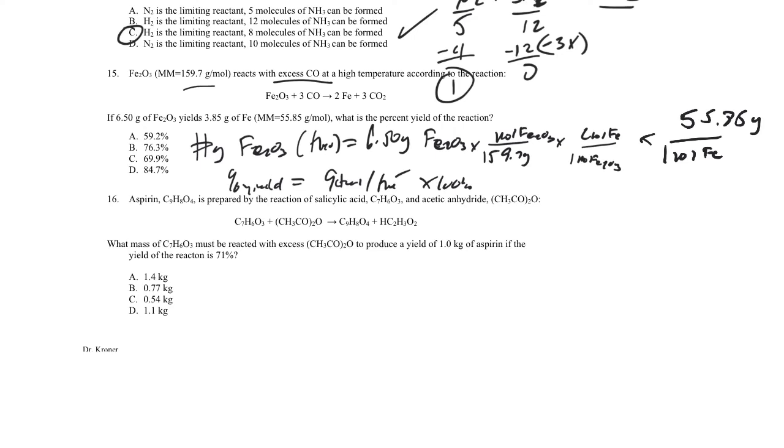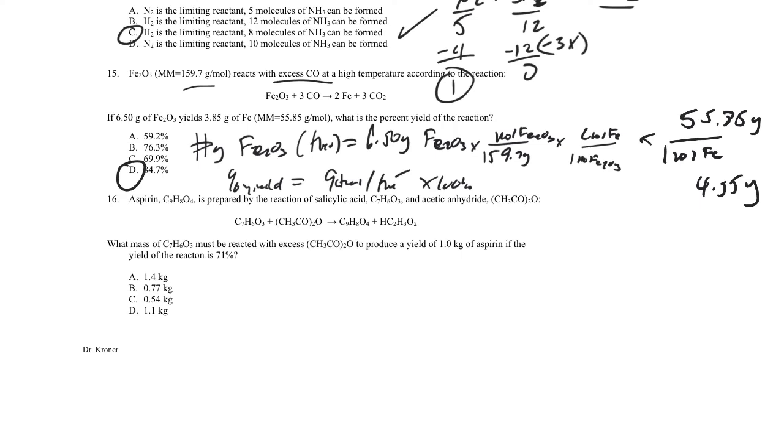So we'll do 6.5 divided by 159.7 times 2 times 55.85, which gives me a theoretical yield of 4.55 grams. And then we are going to take the actual yield, 3.85, divide by the theoretical yield, 4.55. That's 84.6% yield. So we'll go with D.